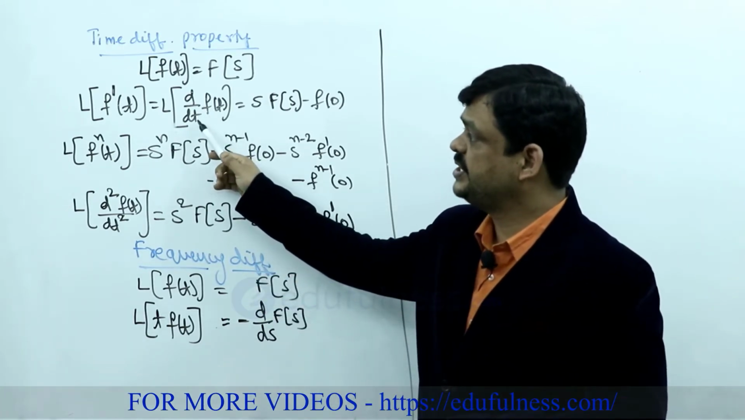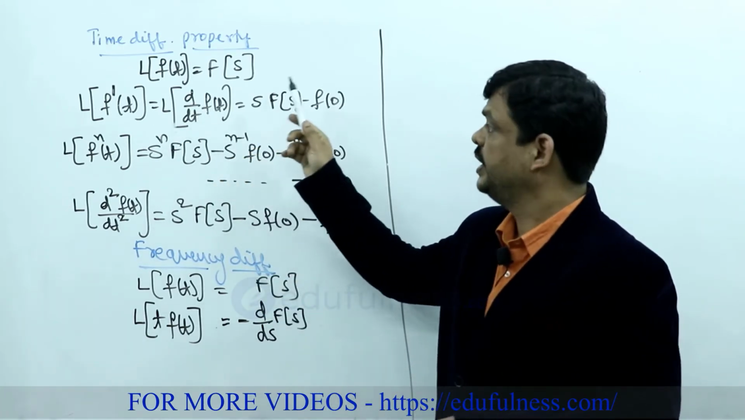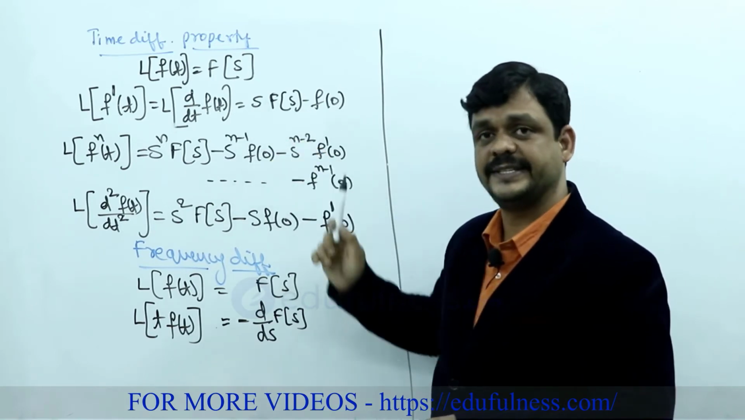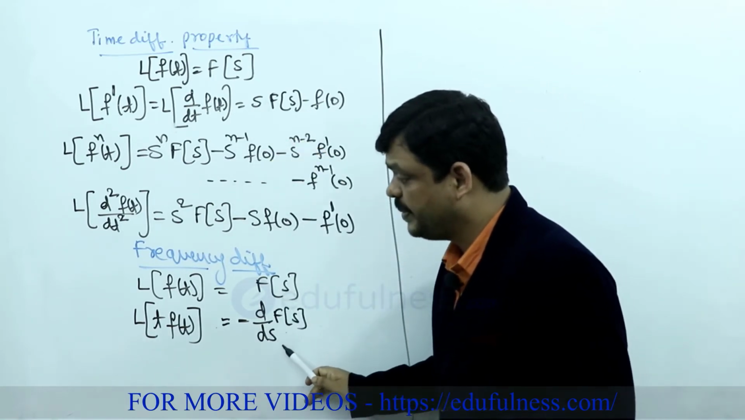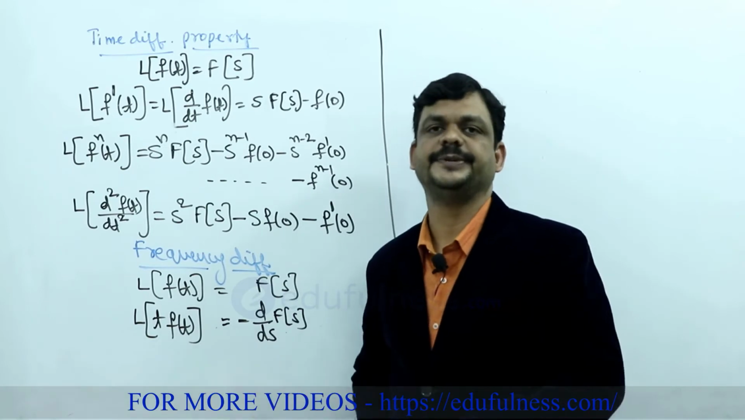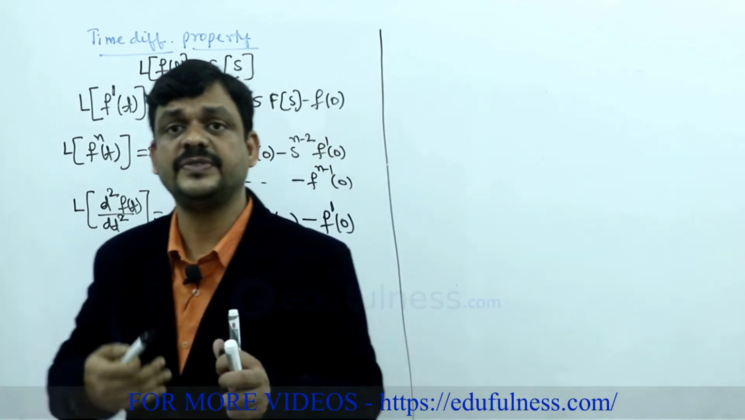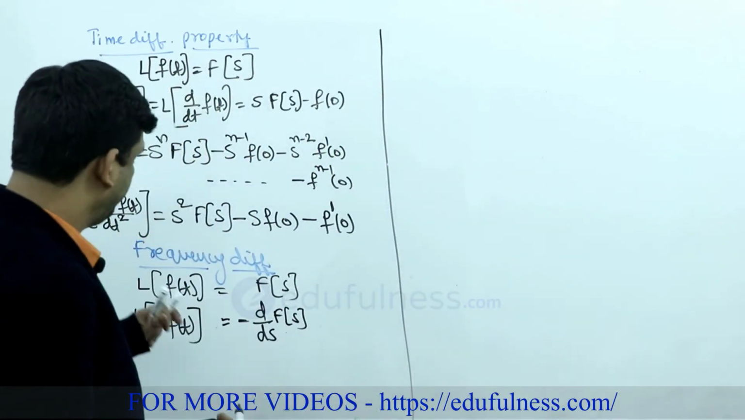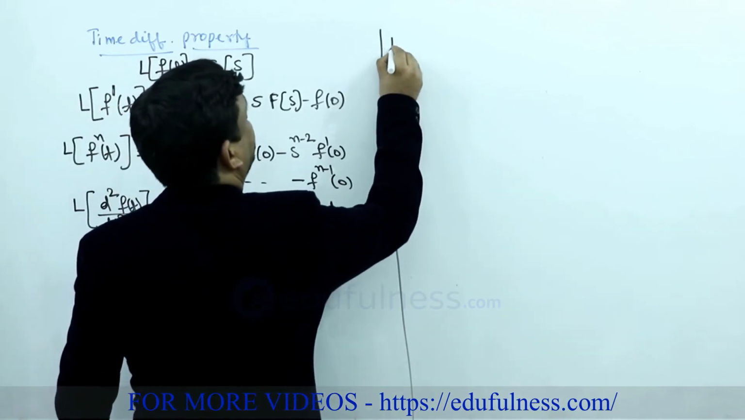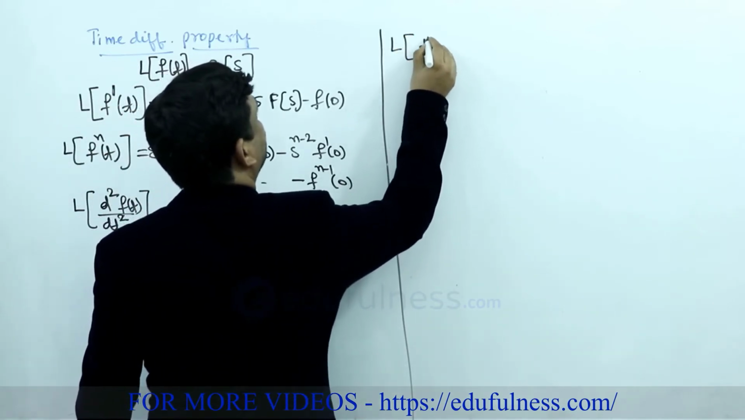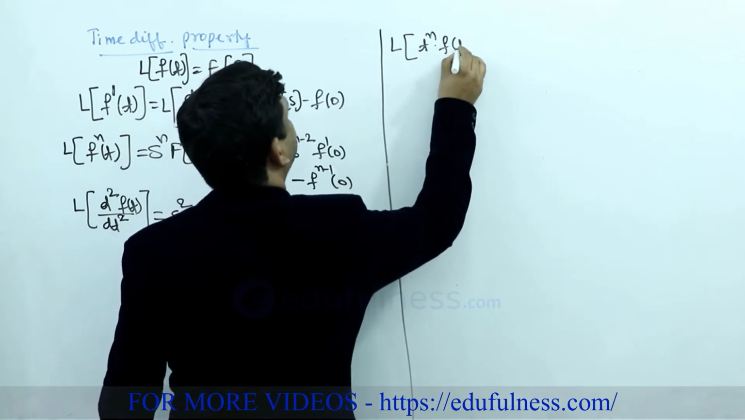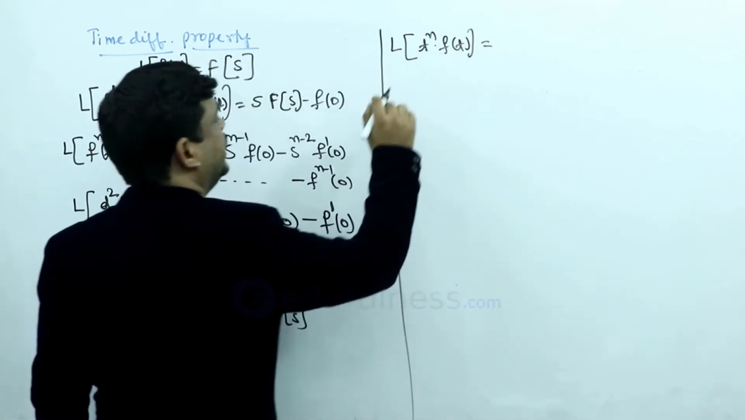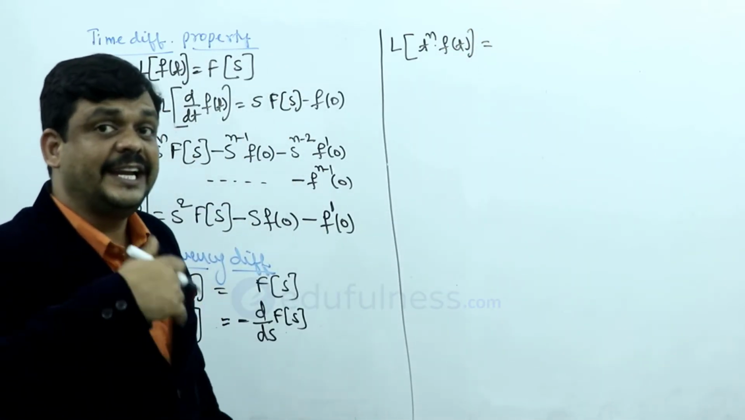So in time domain differentiation operation, in frequency domain it multiplies with s. In frequency domain differentiation operation, in time domain it multiplies with t. So other domain it multiplies with the domain factor. Now from this, I want to write a Laplace transform of nth power. So t to the power of n into f of t. That means this f of t multiplied with t n times.